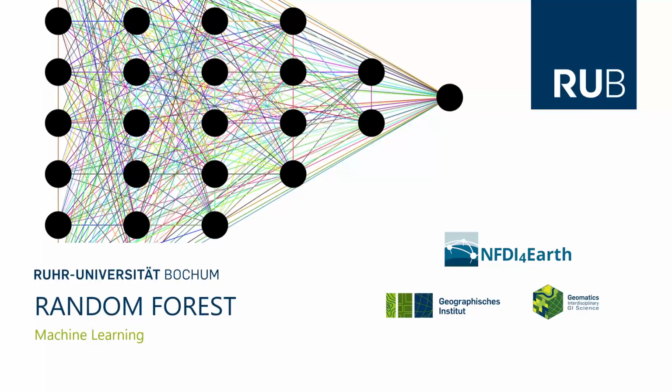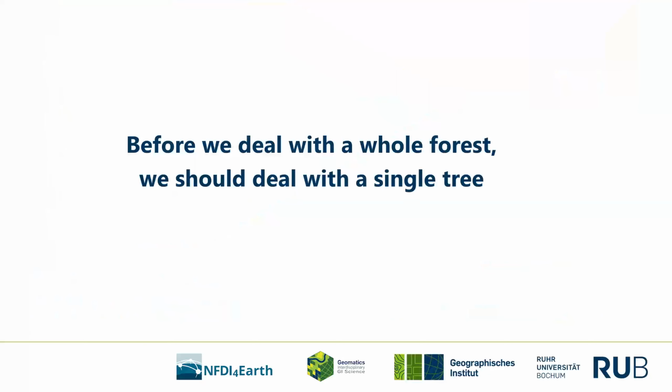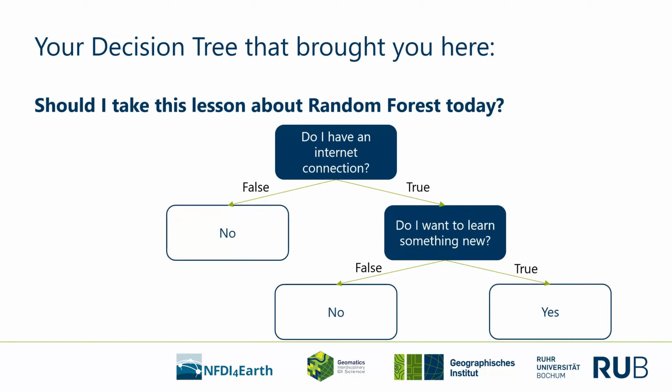So in this part, we are going to discuss the random forest algorithm. We will examine the underlying principles of the algorithm and shed light on the mathematical concepts, but without delving too deeply into complex formulas. Before we start working with an entire forest, we first want to understand a single tree. This single tree is also called a decision tree.